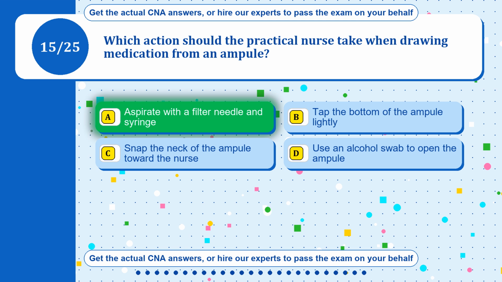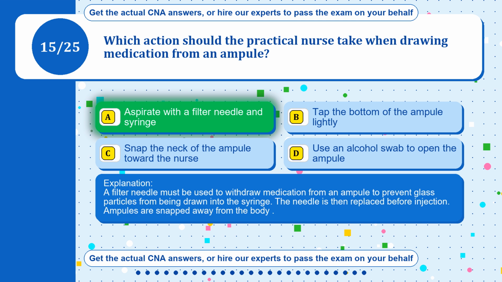The correct answer is option A, aspirate with a filter needle and syringe. A filter needle must be used to withdraw medication from an ampoule to prevent glass particles from being drawn into the syringe. The needle is then replaced before injection. Ampoules are snapped away from the body.